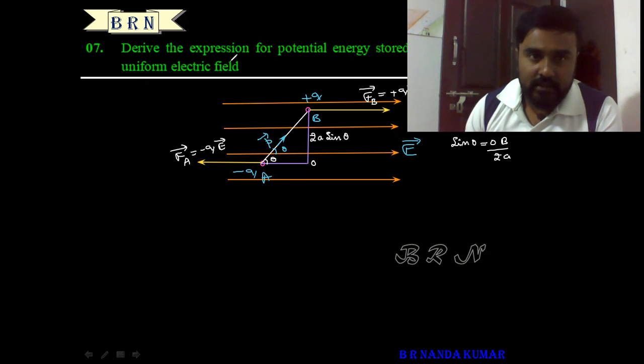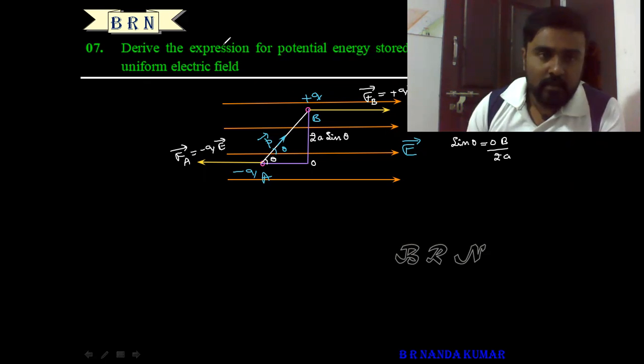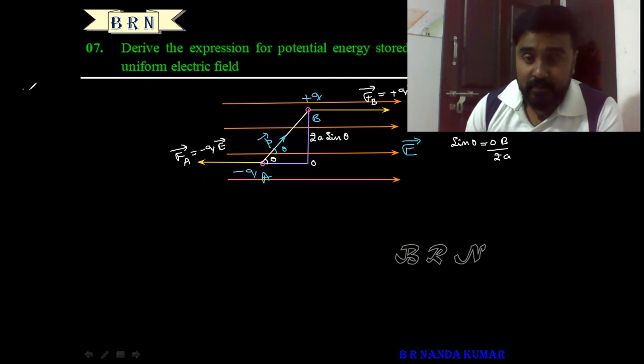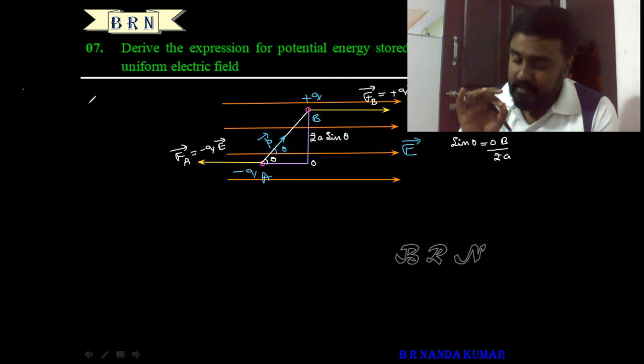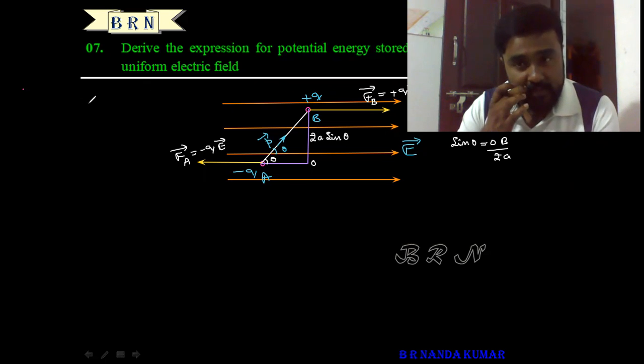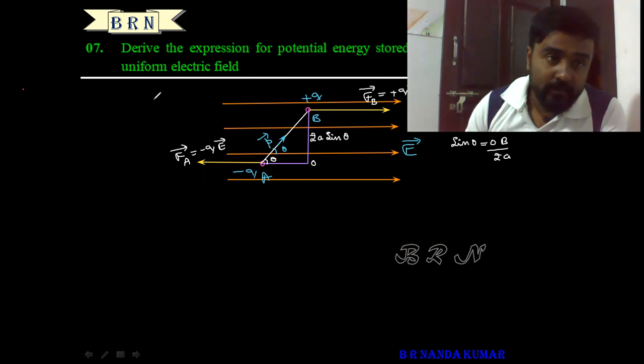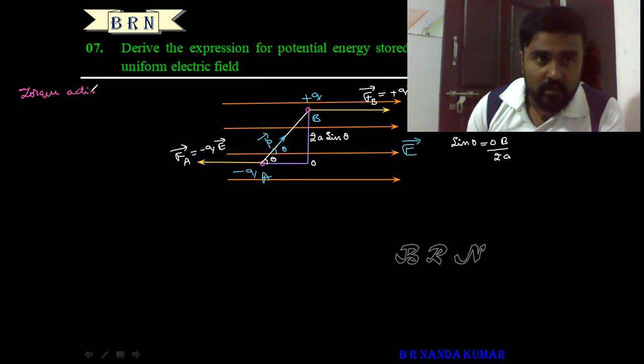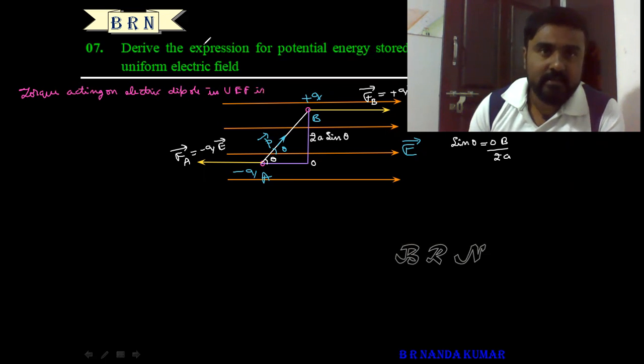We have to calculate the potential energy stored in the electric dipole. The first step, we have to find out. First, an initial consideration: if an electric dipole is placed in the presence of a uniform electric field, it will experience a torque. So the torque acting on an electric dipole in a uniform electric field is tau equal to p E sin theta.